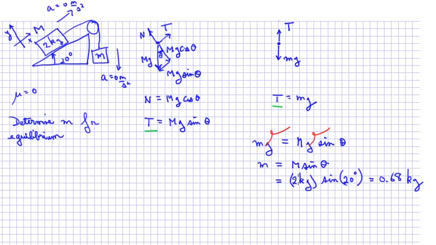And so big M in this problem is 2 kilograms. And the angle theta is 20 degrees. And so 2 kilograms times the sine of 20 is 0.68 to 2 decimal places here, kilograms.